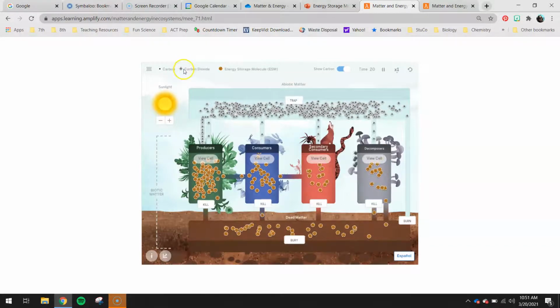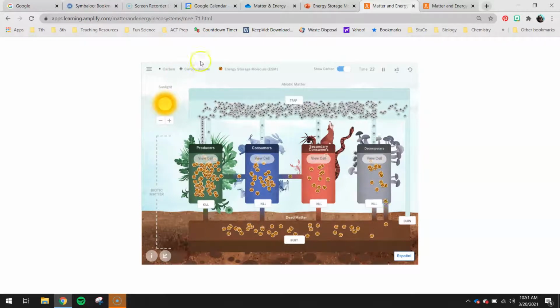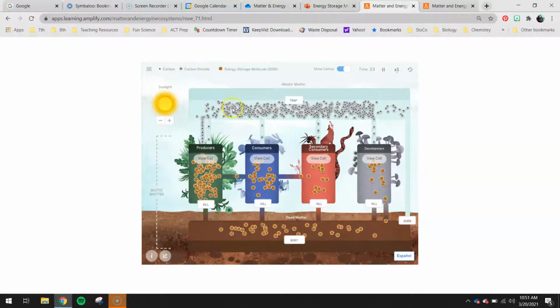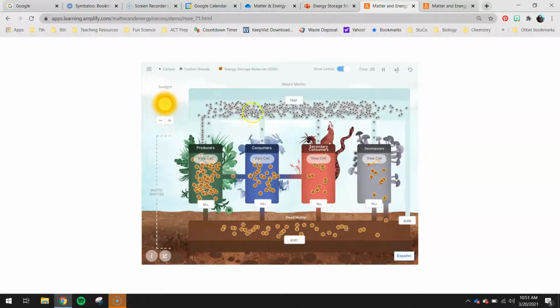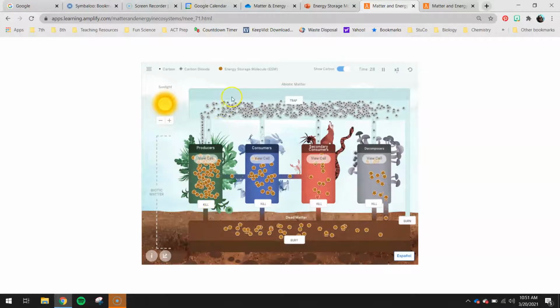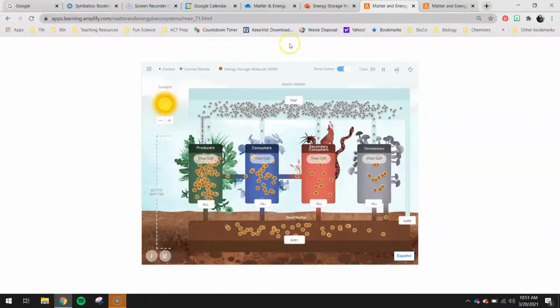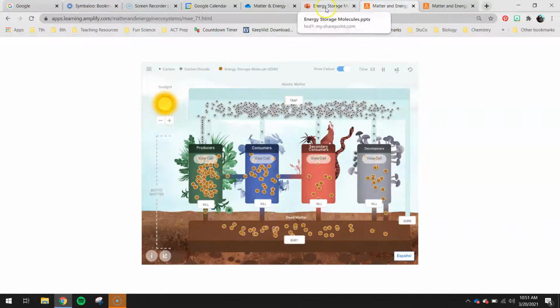Okay, these little diamond-shaped things with the black dot inside represent carbon dioxide. So again, what do those little black dots inside each of those carbon dioxide molecules represent? So that's one thing I wanted to show to you guys.